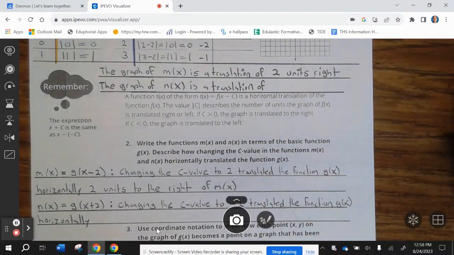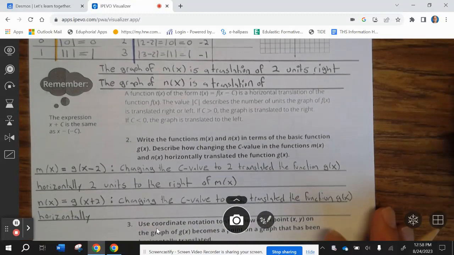A function t of x of the form t of x equals f parentheses x minus c is a horizontal translation of the function f of x. The absolute value of c describes the number of units the graph of f of x is translated right or left. If c is greater than 0, the graph is translated to the right. If c is less than 0, the graph is translated to the left.